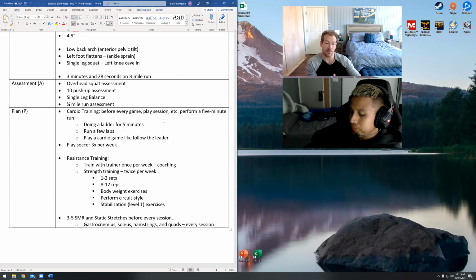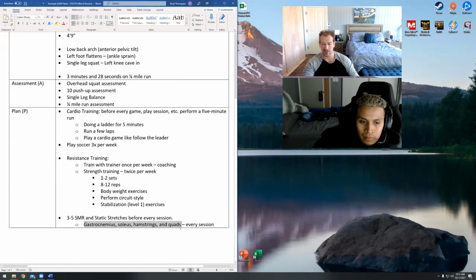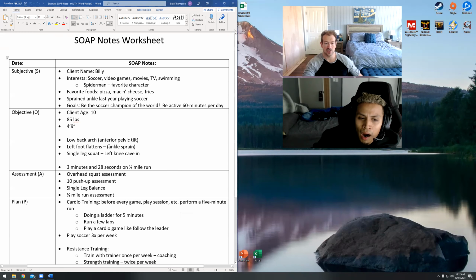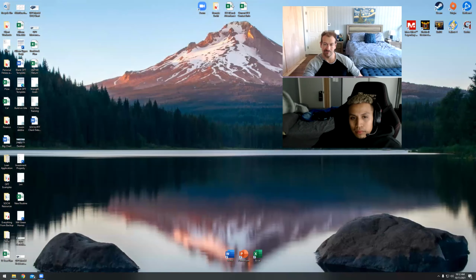When it comes to his warm-ups and cool downs, 3 to 5 SMR and static stretches before every session for now. We're going to put particular emphasis on his calves, hamstrings, and quadriceps. Those are the areas we're going to primarily focus on so that we can work on that anterior pelvic tilt and knee caving in. And there we go. Simple as that.